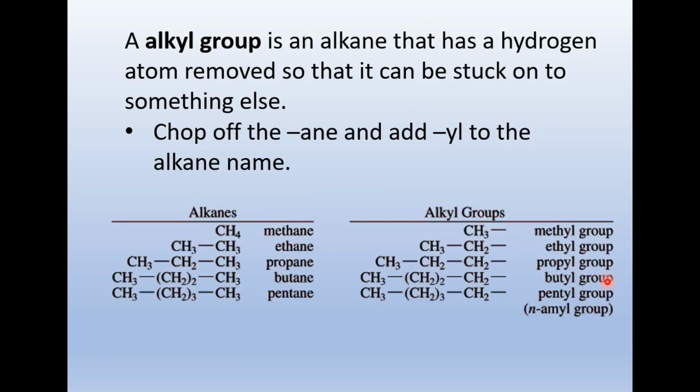So I've been mentioning alkyl groups for a little while now. I made a video in my office yesterday to put up in lieu of being gone. An alkyl group is an alkane that has a hydrogen atom removed so that it can be stuck onto something else. So we chop off the -ane and add -yl to the alkane name. So CH4, we call that methane. If I have CH3 with a little line coming out, so that it gets bonded to something, my carbon still has 4 bonds.